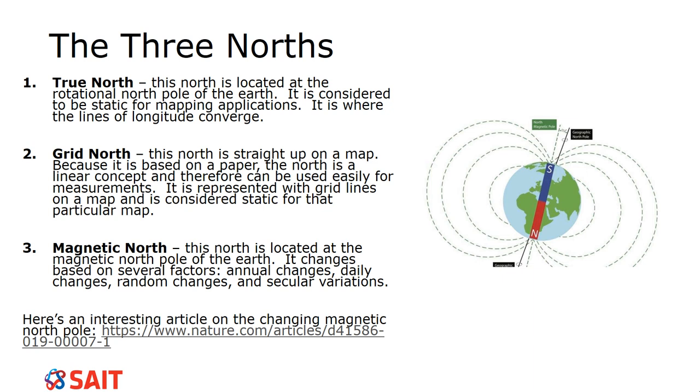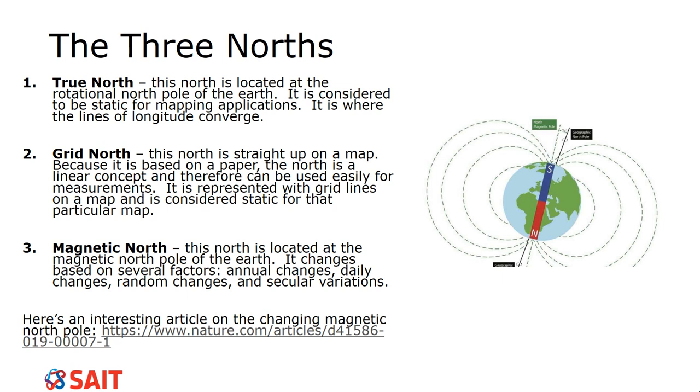Then we have grid north, and the grid north is straight up on the paper. That's all it is. So if you look at your maps, you're going to see that, for example, the UTM grid, which I will be getting to next module, goes straight up. And it doesn't curve, it doesn't do anything like that. And that's because with a grid north, it is forced to be flat on the paper. So therefore, it is very easy to use with measurements and easy to do calculations with.